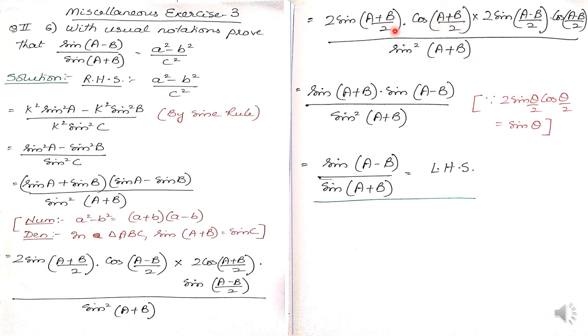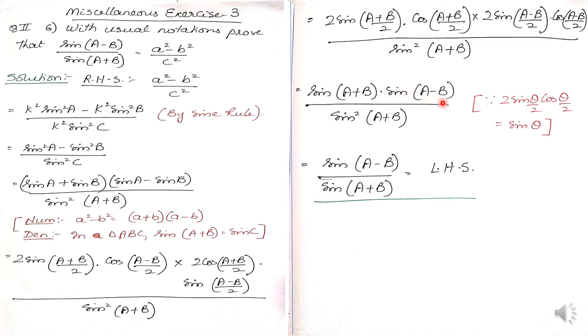Denominator remains the same. Now, this is the half angle formula actually. Half angle formula, 2 sine theta by 2 into cos theta by 2 gives us sine theta. This is the half angle formula. We studied it last year. That means 2 sine (A plus B) by 2 into cos (A plus B) by 2 gives us sine (A plus B). Think about it for a moment.